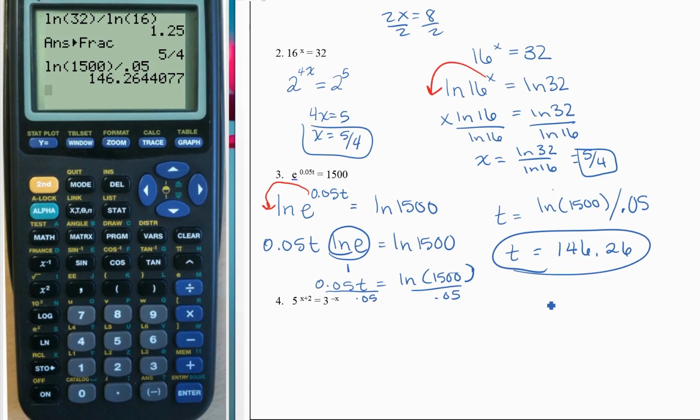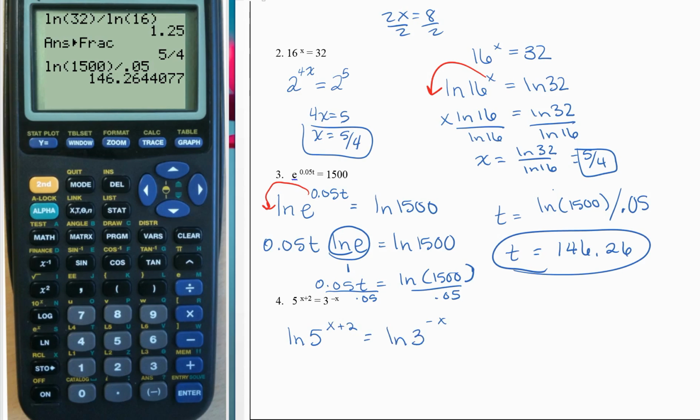Okay, and we can use this process of taking natural log to both sides even if we have exponents on each side. So here we have 5 raised to the x plus 2 equals 3 raised to the negative x. And we're going to take the natural log of both sides. So natural log of 5 to the x plus 2 equals natural log of 3 to the negative x.